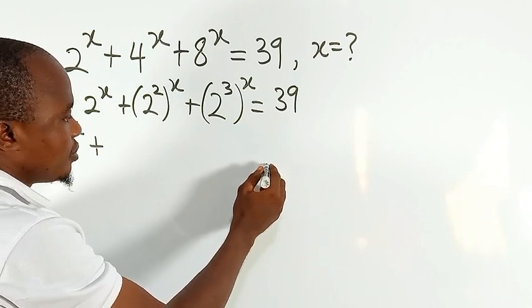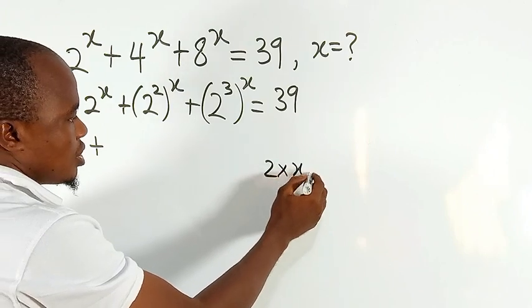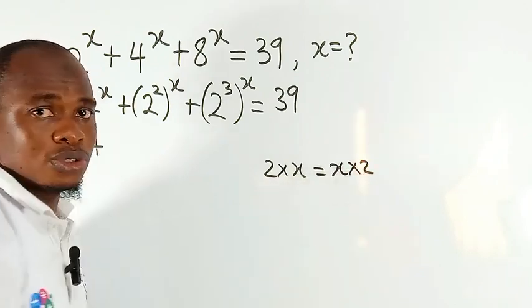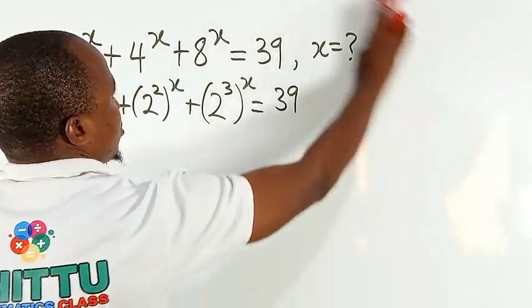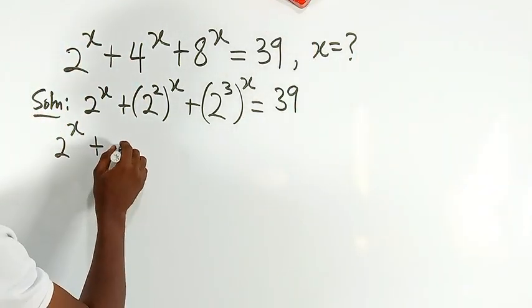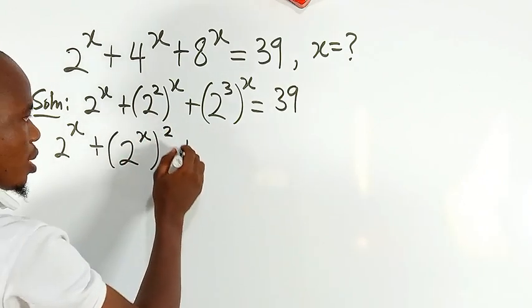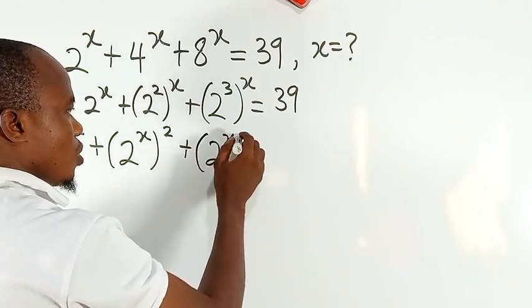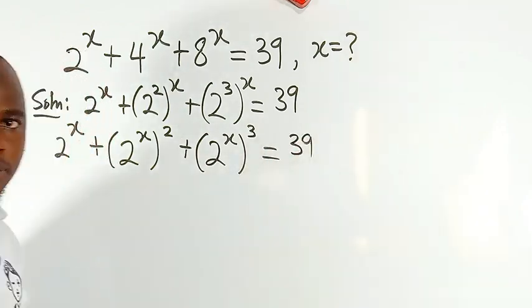If you have 2 times x, it is the same thing as x times 2. Do you understand? So that is what we want to do there. So we are going to have 2 to the power of x, then all to the power of 2, plus 2 to the power of x, all to the power of 3, and everything equals 39.